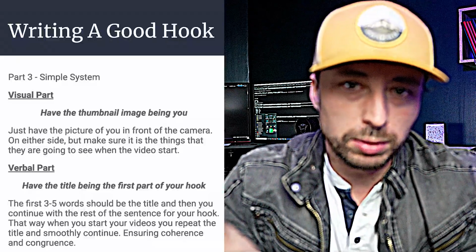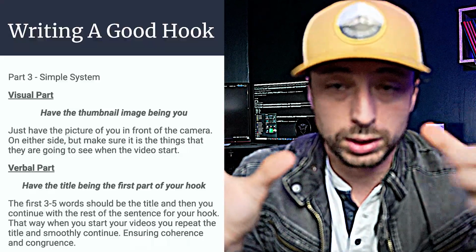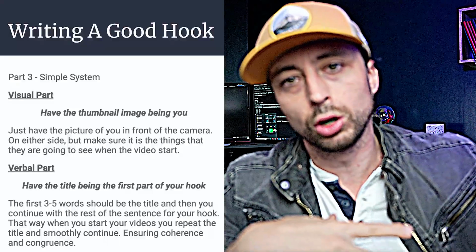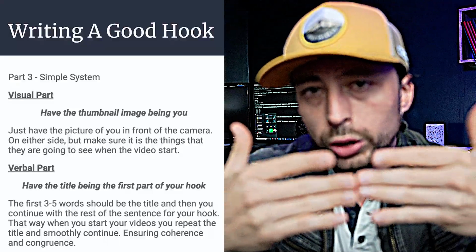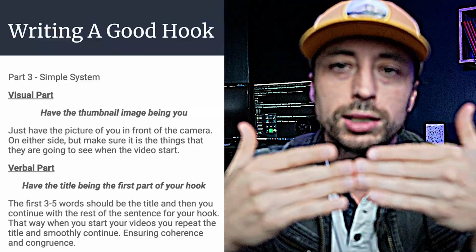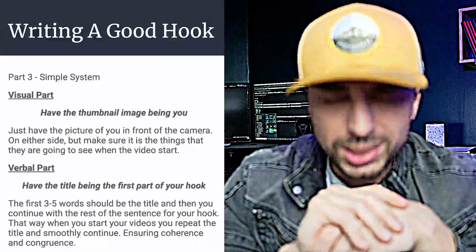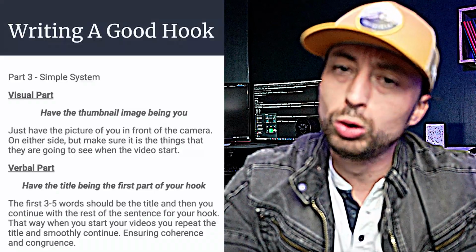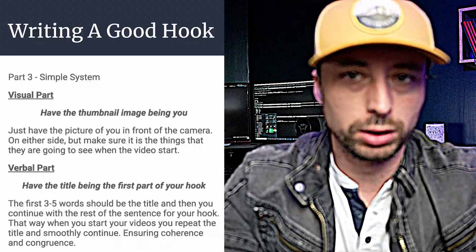Then this is about the verbal part, and this is where it's tricky, because you have your title that the people are reading. You have the text also that you're putting on the thumbnail. So how do you connect those two together with the hook? My idea is very simple. Start with the hook before the title. Try to do it in a way that the first part of the hook is going to be your title.